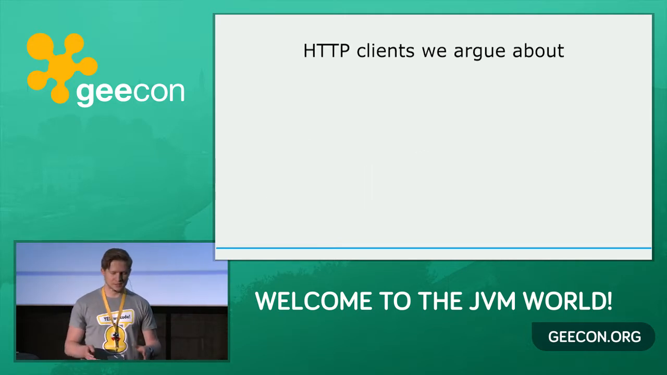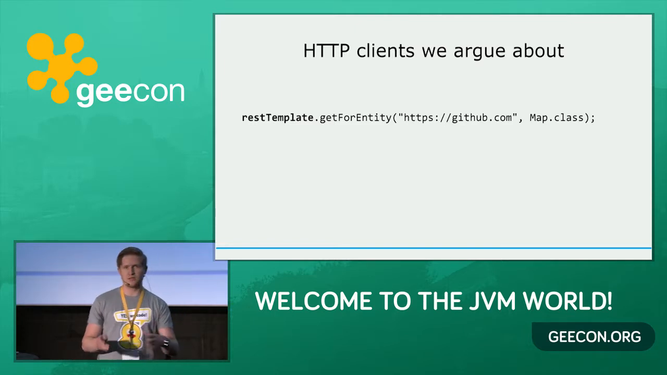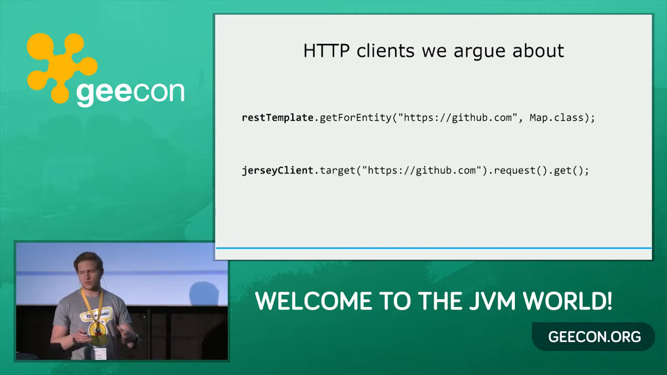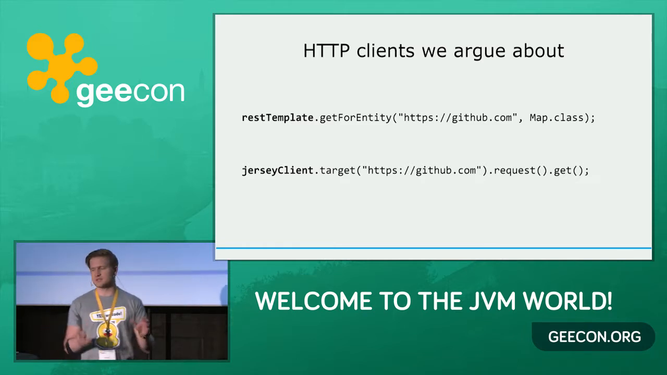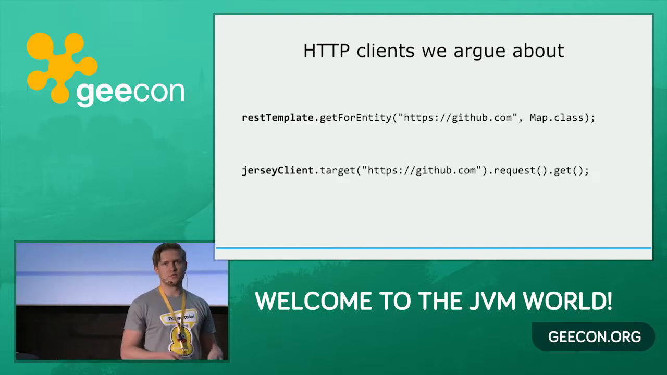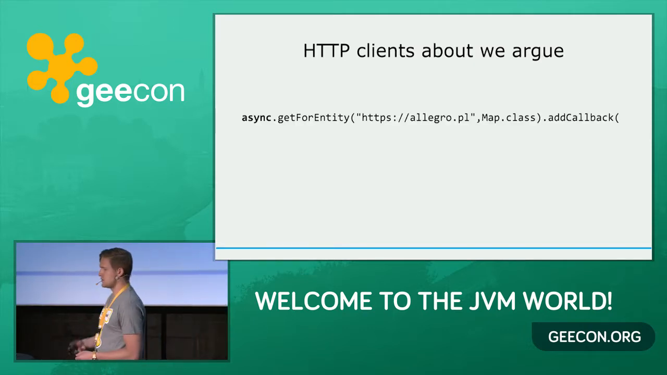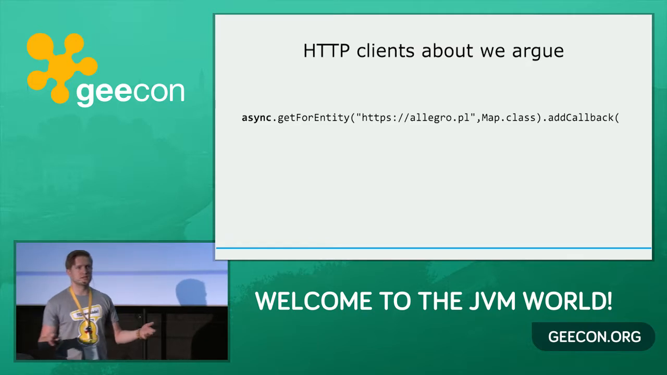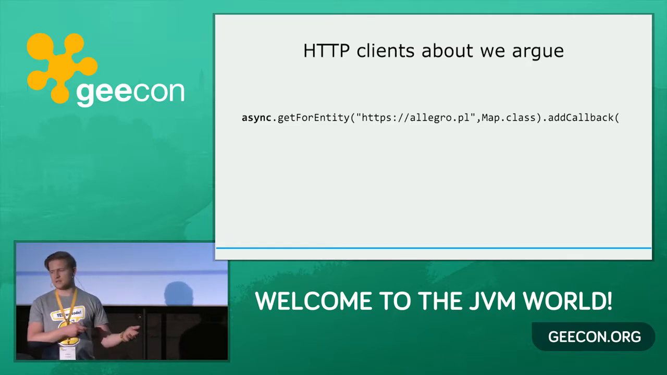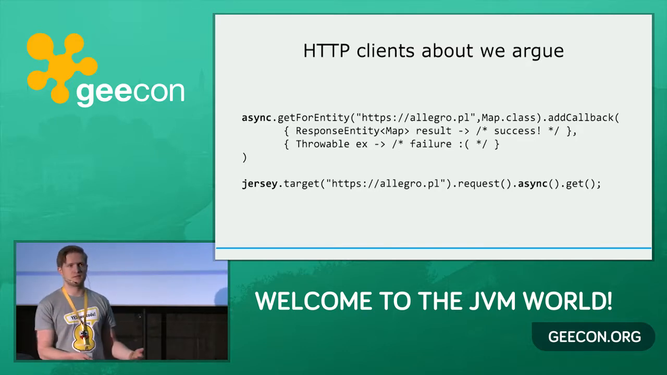However, these are also the things that we argue about. Whenever you start a new project, you might have had an occasion to argue which API is better. Do you want a REST template with this getForEntity, or do you want this nice and smooth Jersey client fluent API? We also argue about the asynchronous APIs. Is this verbose enough with all the callbacks? Or do we want Jersey with the .async thing?